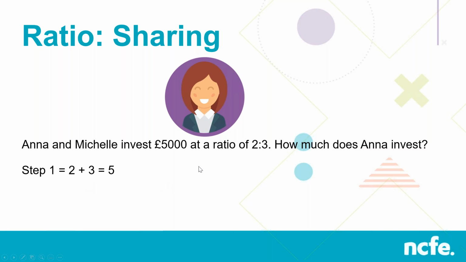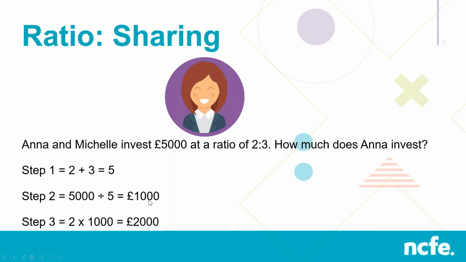So the first step is we need to see how many parts there are. So we add the parts of the ratio. So we've got 2 plus 3 equals 5. Now, if we share the £5,000 between 5, that means each part is equal to £1,000.